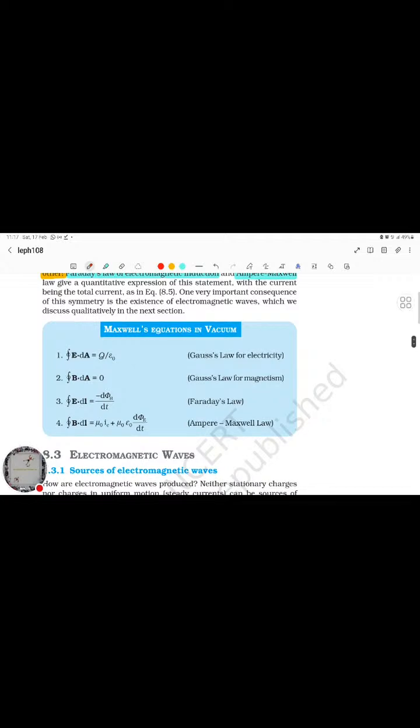So let's see what Maxwell's equations are, some important equations. Gauss's law of electricity says the closed surface integral over any closed surface is equal to the total amount of charge enclosed divided by epsilon naught. And Gauss's law for magnetism says the total amount of magnetic field enclosed in a given area for a closed surface is zero, because magnetic field will form a closed loop, and for a closed surface, the net magnetic flux is going to be zero.